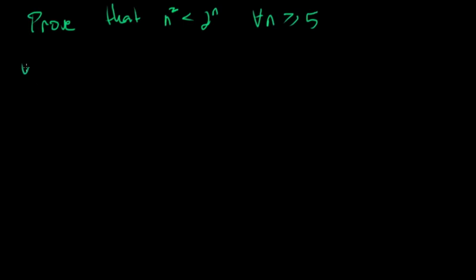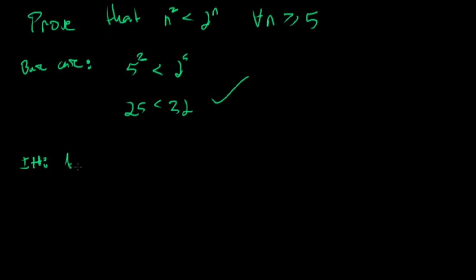Base case. Is it true that 5 squared is less than 2 to the 5? 25 is less than 32, so we're good. Base case checks out. Now, inductive hypothesis. Assume k squared is less than 2 to the k for some k larger than 5.